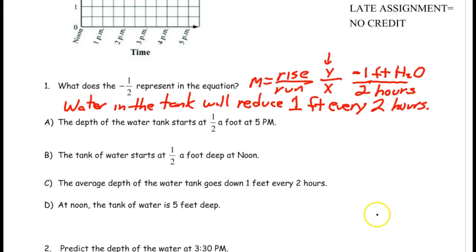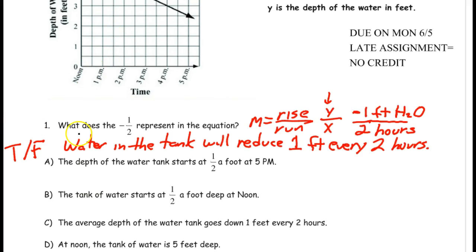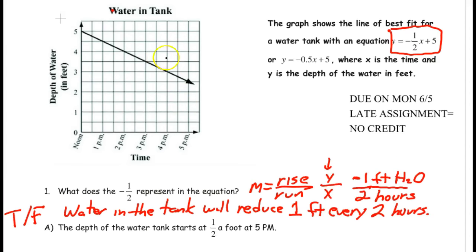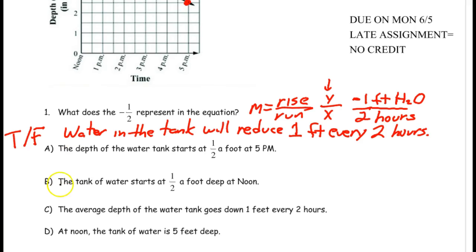Okay. Next, there's actually some directions missing. It should say which ones are true or false here. So we just look at the graph or use the equations and we can decide whether A, B, and C are true or false. So it says the depth of the water of the tank starts at 1/2 a foot at 5 p.m. And no, at 5 p.m. it looks like it's 2.5 feet. So that's false.